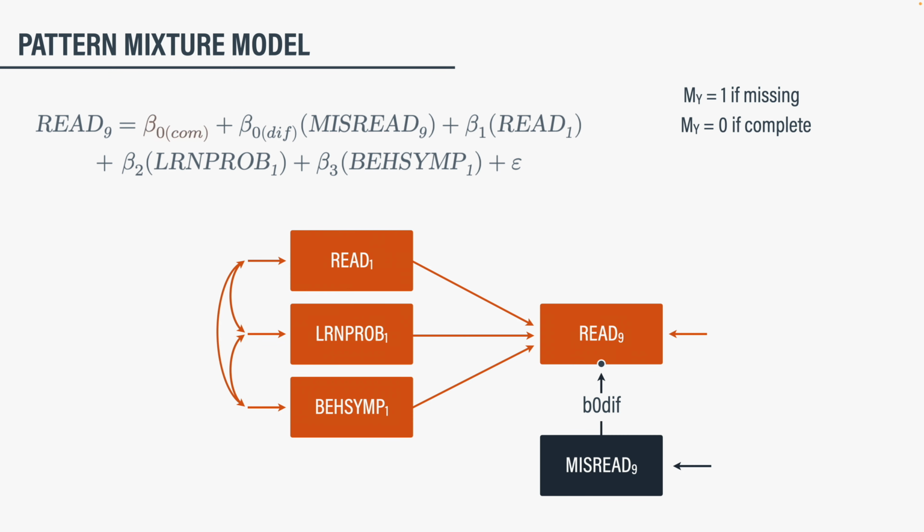In the equation, this is beta 0 com. When we have a dummy code in a regression, the intercept is a predicted value or mean for a subgroup coded 0. In this case, the intercept represents the mean for the subgroup of students who have data in ninth grade. They have a score of 0 on the misread 9 dummy code. Next, let's consider the slope coefficient for the missing data indicator. The slope represents the ninth grade mean difference for students with missing data.